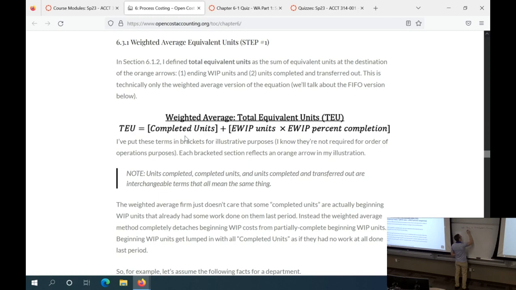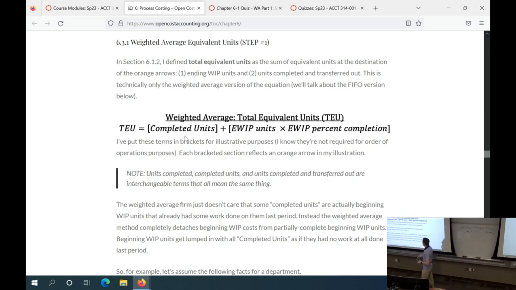We're going to have a separate TEU for direct materials and for conversion costs. I'm not going to include TI, transferred in costs, even though that occurs. But if you're familiar with direct materials, take all your knowledge from direct materials and transfer over to transferred in cost, and you can do those problems just as easily. And we'll go over them, make sure that you believe me.